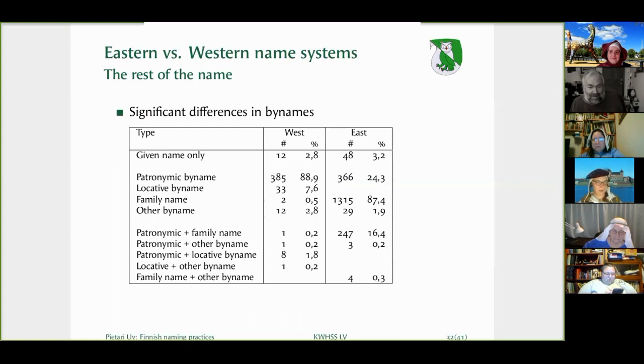As for bynames, about 3% of the people are listed without any kind of byname. In the West, most have a patronymic, and that is, I believe, partly because of the customs of writing tax records, because while patronymic bynames are common in other material, they are not quite that overwhelmingly common.